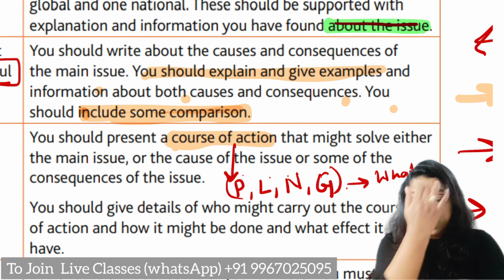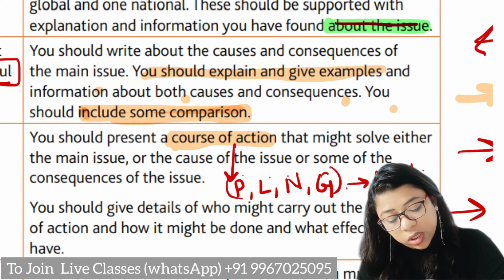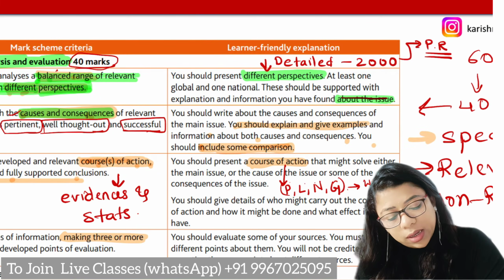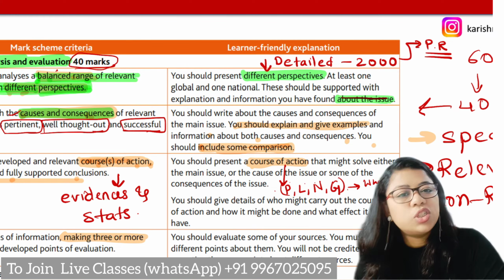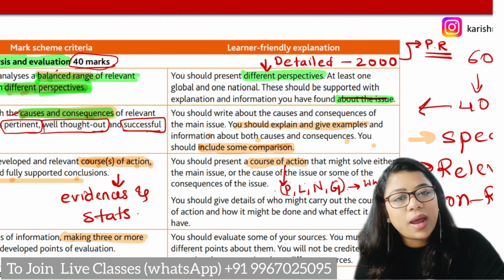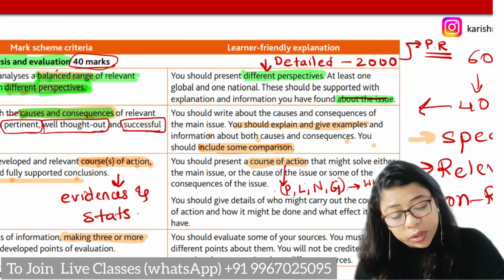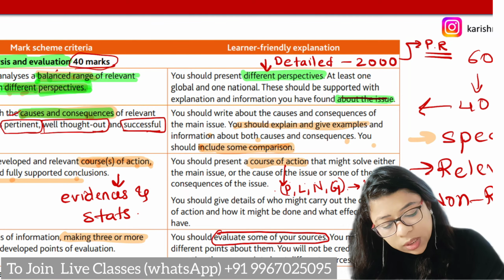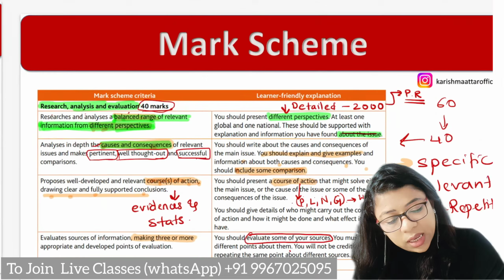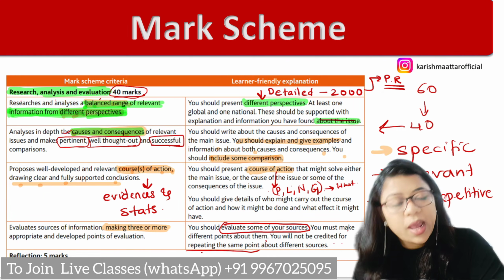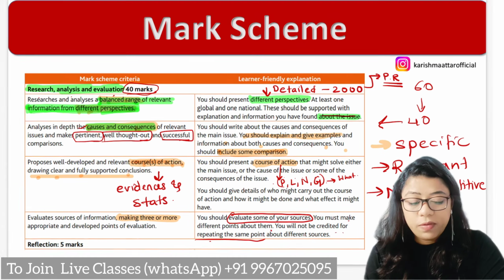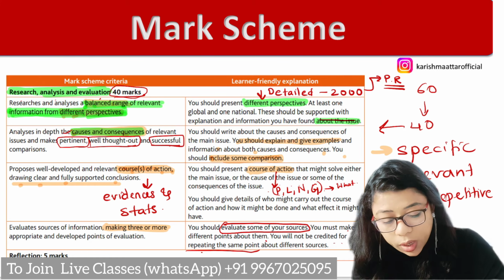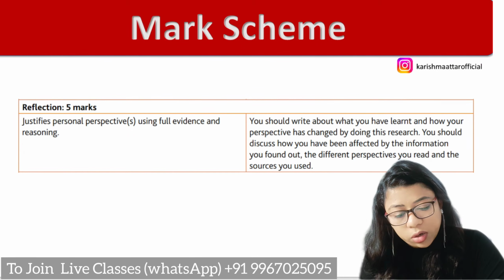You should give details of who might carry out the course of action, and that is what I just talked about in detail. So I gave you a ready-made template. Just simply replicate that in your answer. You should evaluate some of your sources. So what you are doing here is you are evaluating whatever sources you have, and you must make different points about them. You will not be credited for repeating the same. As I said, keep it specific, relevant and non-repetitive. Very, very, very important.